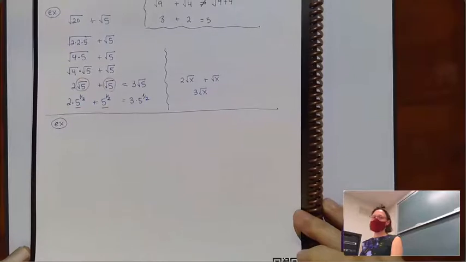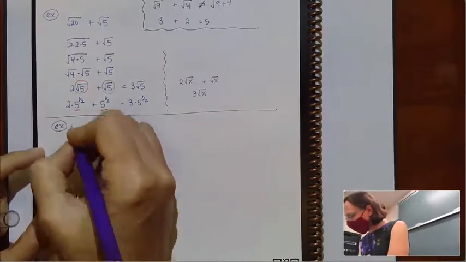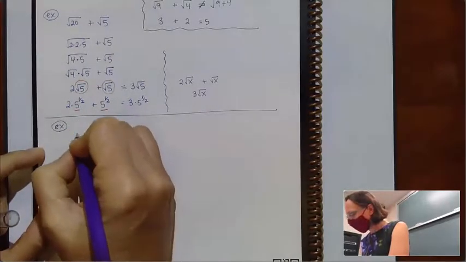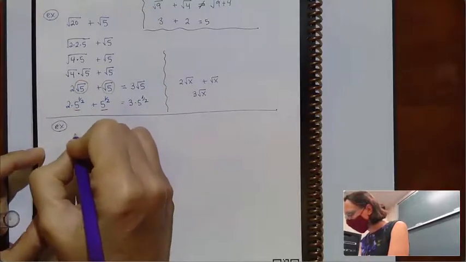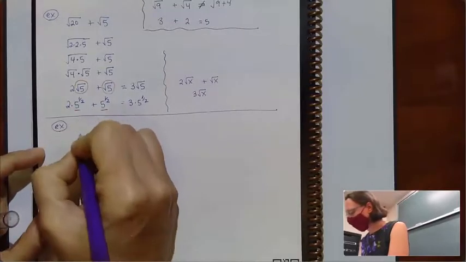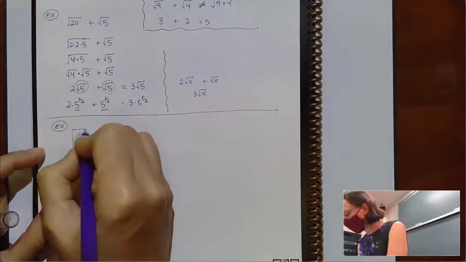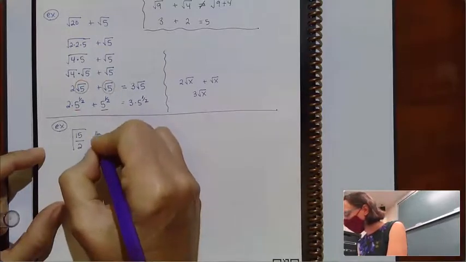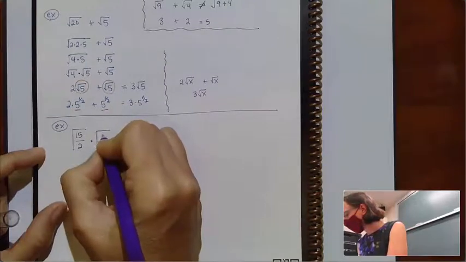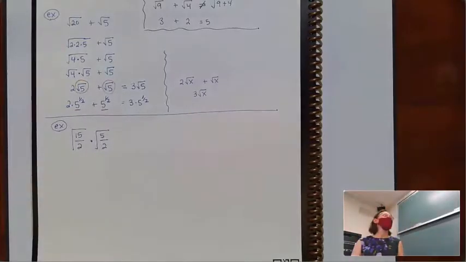Let's get another example going. How about, I'm trying to decide how messy to make this, but I'll do the square root of 15 over 2 times the square root of 5 over 2. So my instructions are going to be the same. My instructions are to simplify.